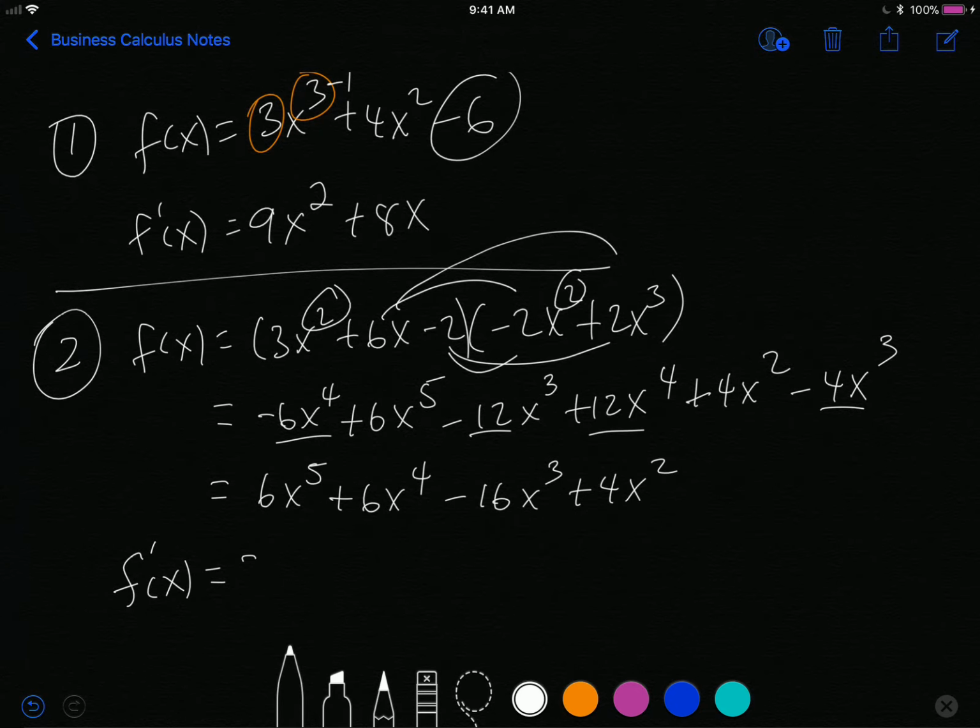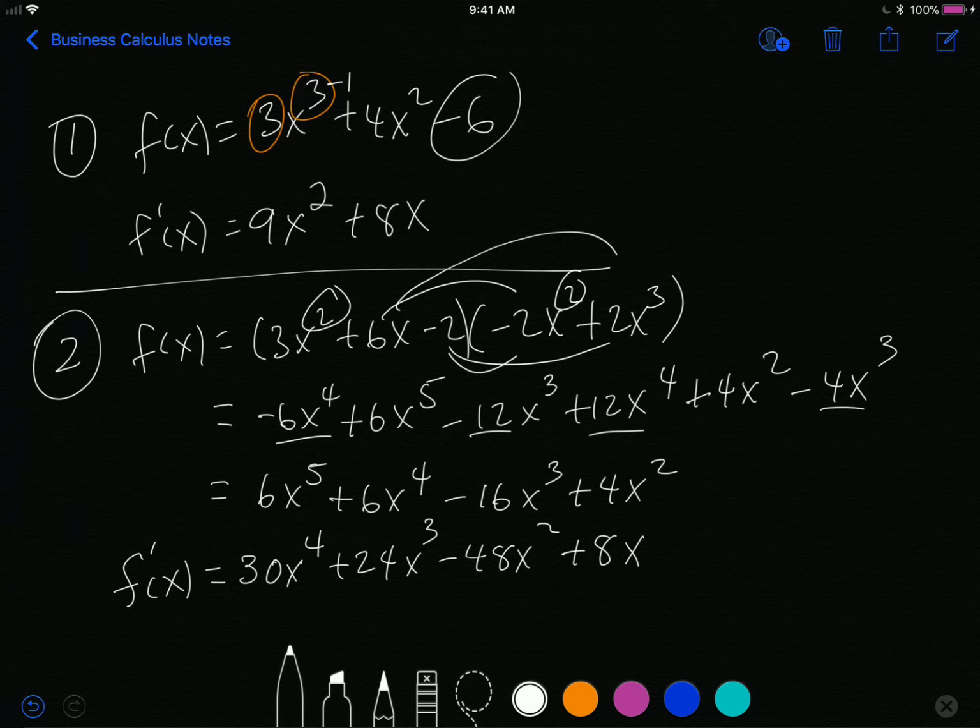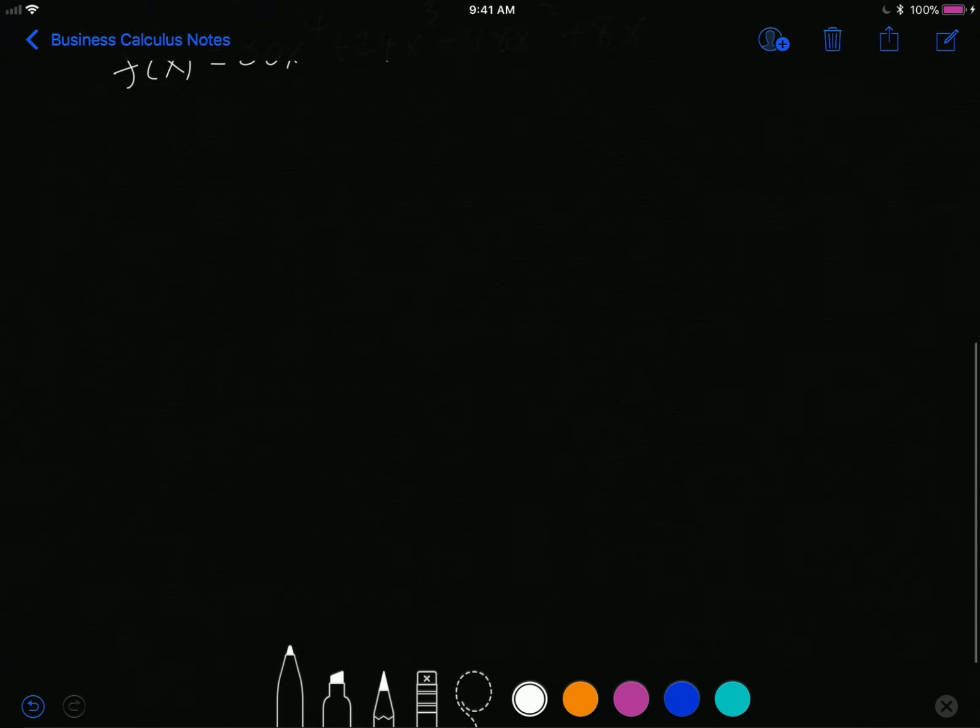Multiply 6 times 5 is 30, x to the 4. Multiply 6 times 4 is 24, x to the 3rd. Multiply 16 times 3 is 48, x squared. Multiply plus 8x. And there we have our derivative. Alright, number 3.